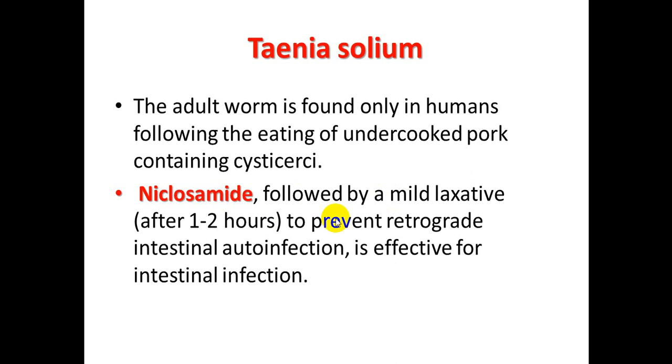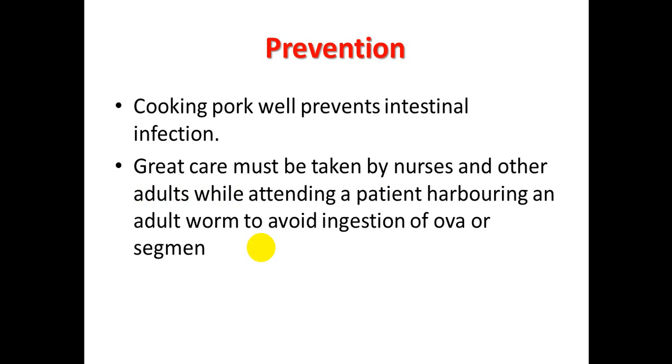Niclosamide followed by a mild laxative to prevent retrograde intestinal autoinfection is effective for intestinal infection. So this is the drug of choice, niclosamide. About the prevention, cooking pork will prevent intestinal infection. Great care must be taken by nurses and other adults while attending a patient harboring an adult worm to avoid ingestion of eggs or segments.